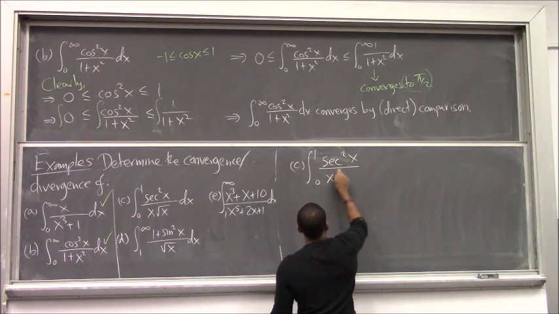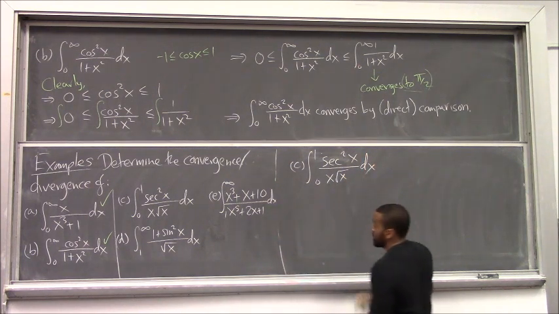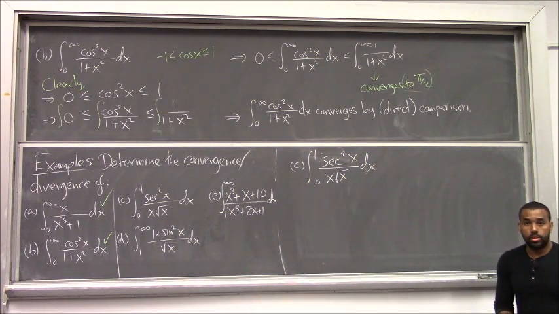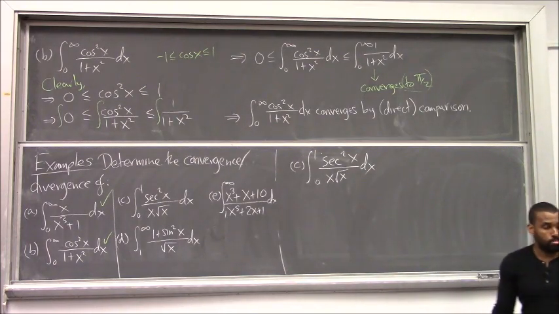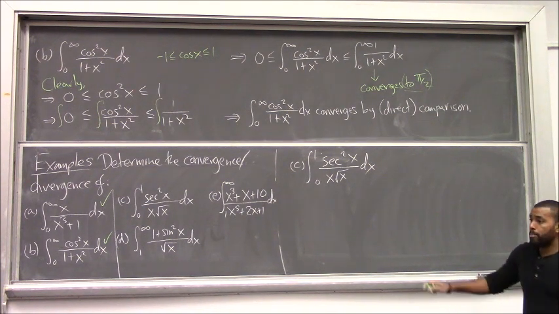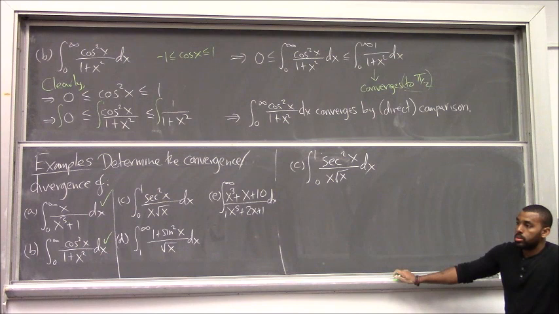Okay, ideas on this one? Well, we can start off by saying, I'm not sure if this is helpful, but secant is always going to be greater than or equal to 1. How do you know? Because it's the inverse of cosine, and it's squared, so we can't have negative values.